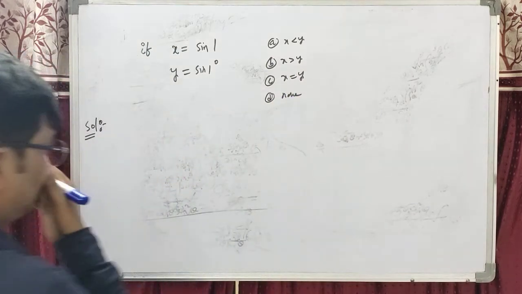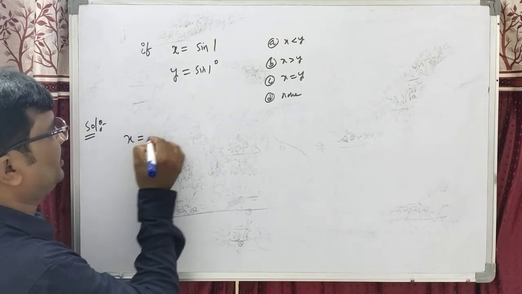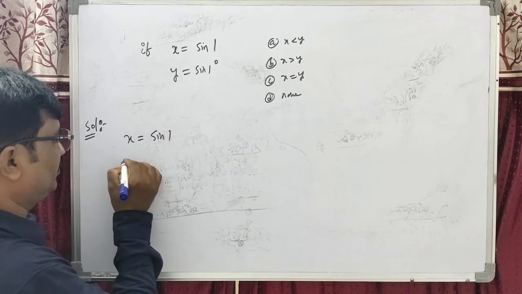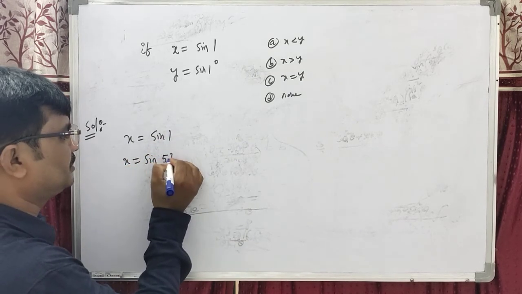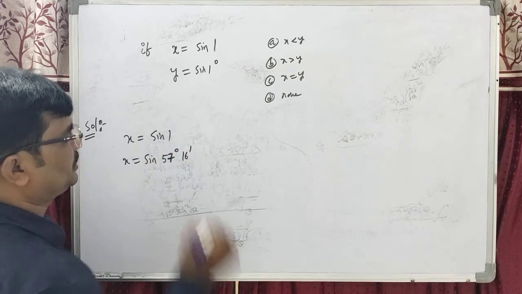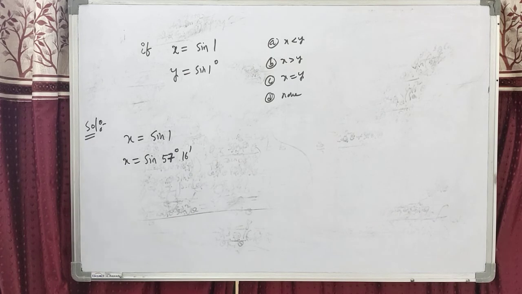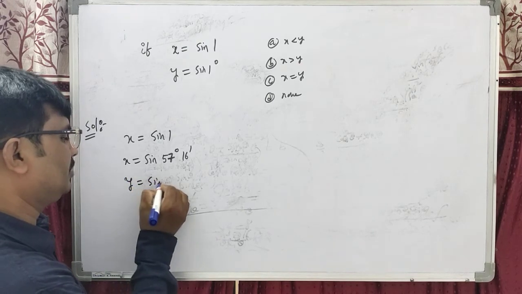So dear students, we can know that x equals sine 1, where 1 is in radians. In degrees, we have to know that it is 57 degrees 16 minutes 22 seconds. Okay students, what is 1 radian? 1 radian is, students, 57 degrees 16 minutes 22 seconds. So y is, students, sine 1 degree.